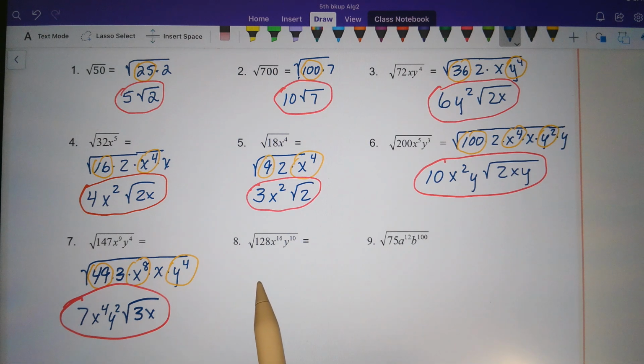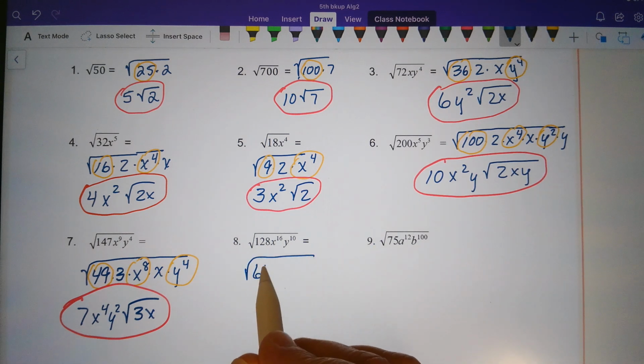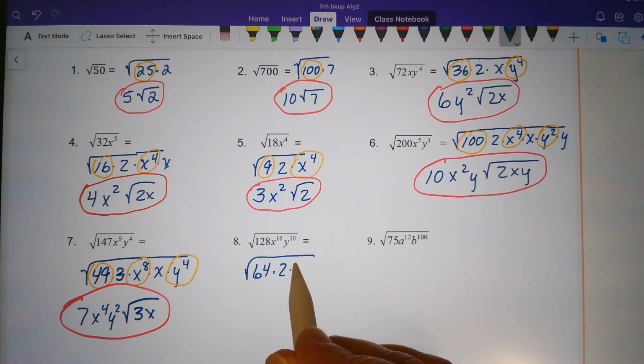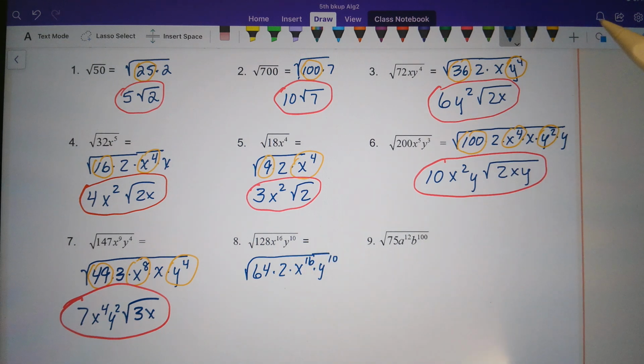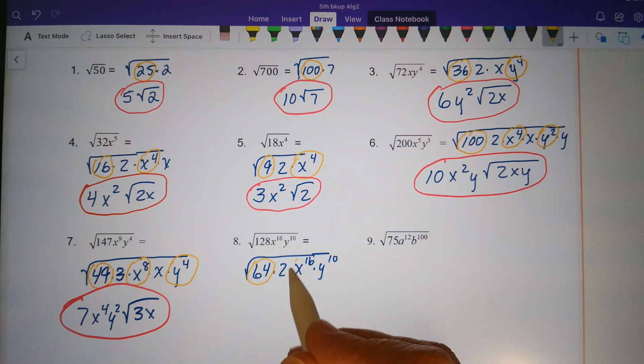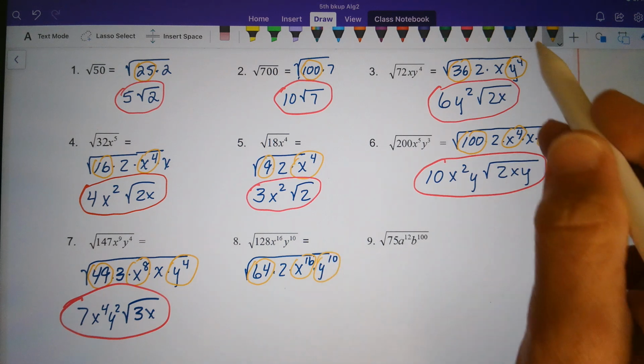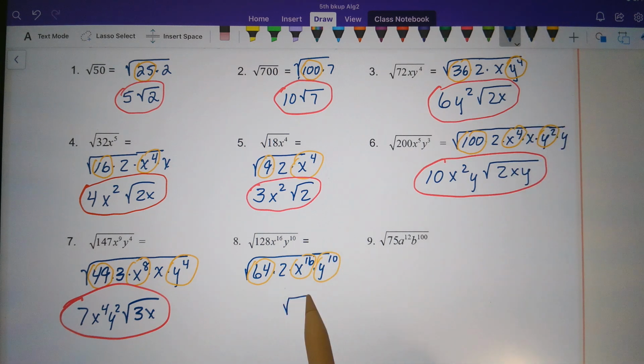Square root of 128, x to the 16th, y to the 10th. Let's see, 128, I'm thinking 64 times 2. And x to the 16th and y to the 10th are perfect squares. What's not circled remains, so the square root of 2, square root of 64 is 8, x to the 16th is x to the 8th, and y to the 10th is y to the 5th.